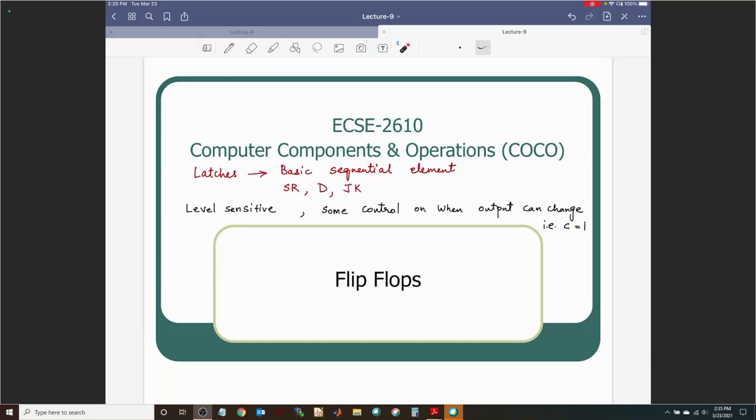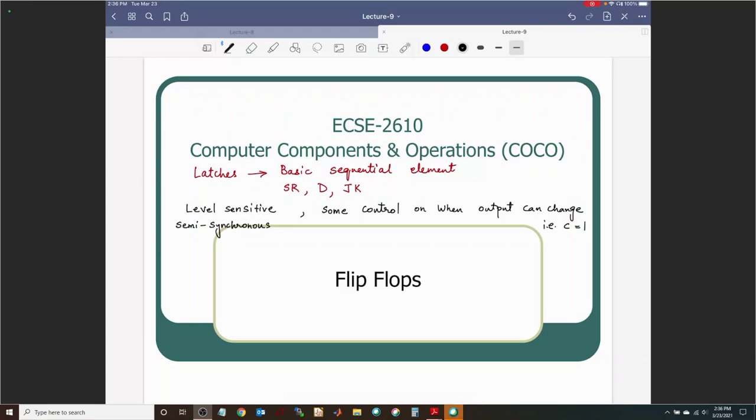Now we also call latches semi-synchronous because there is some dependence on a clock input, the C input, but it is not a very precise one. So it's still synchronous, but it is not completely asynchronous, where there is no dependence.